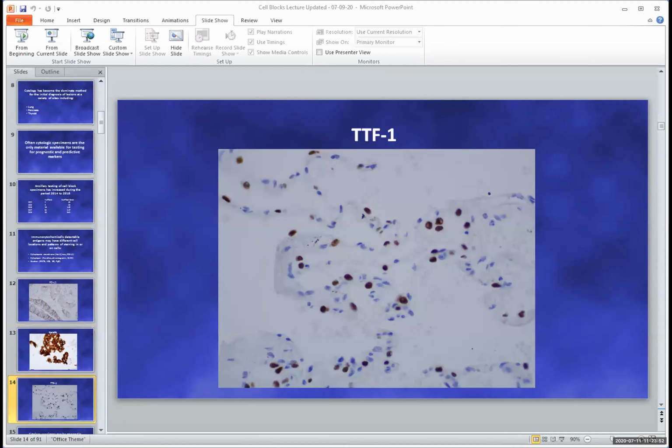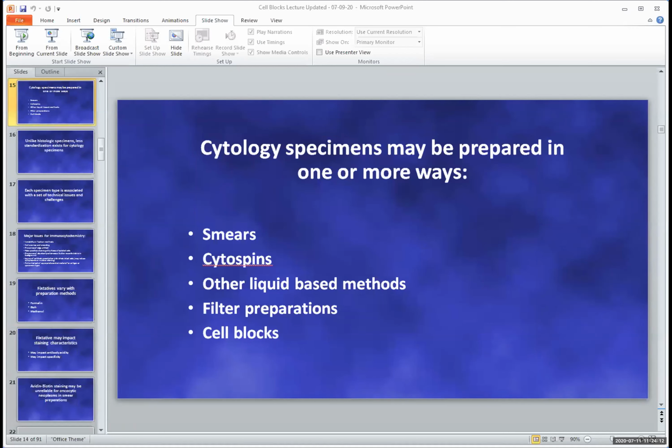Finally, antigens like TTF1, estrogen receptor, and progesterone receptor are staining nuclear antigens. You should have nice, robust, and specific staining within the nucleus. You don't want to have background or cytoplasmic staining. This is what you want to see in your cell block material.